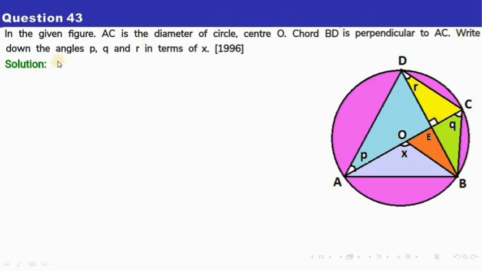Write down the angles P, Q and R in terms of X. So we need to find P, Q and R in terms of X. Alright, so let us begin with the sum.